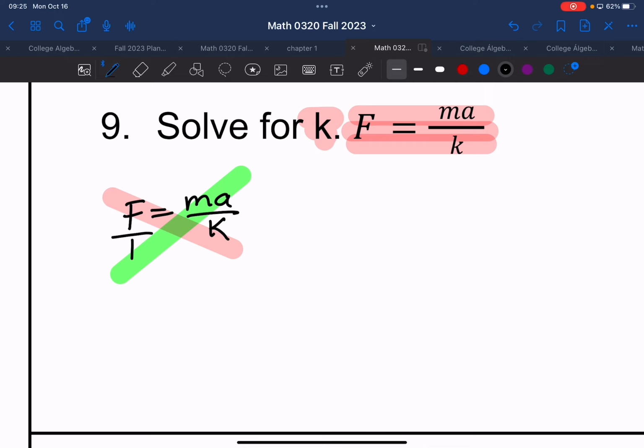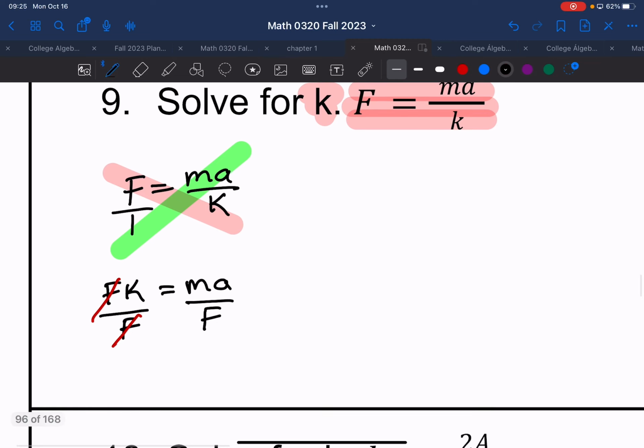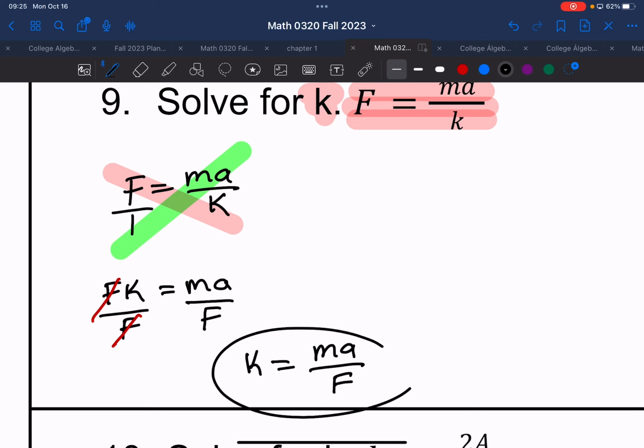So if I cross multiply, I'm left with F times K, so FK is equal to 1 times MA, so MA. What variable am I solving for? K. So that means I need to get rid of that F. How can I get rid of the F? Divide both sides by F. When I do that, the F's cancel here, and I am left with K is equal to MA over F. That's my answer.